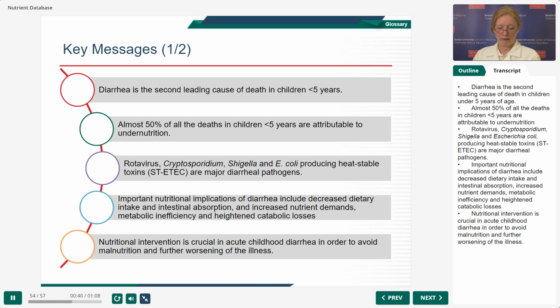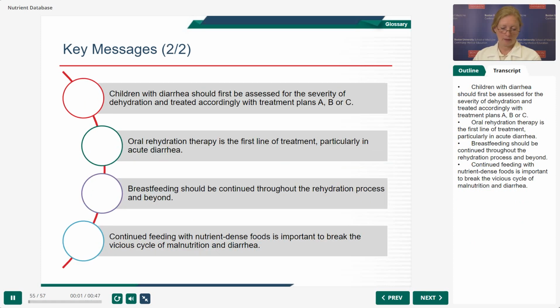We talked about the nutrition implications of diarrhea that include anorexia or decreased dietary intake, malabsorption, increased requirement of nutrients, and metabolic inefficiencies. We really went over a lot of items around nutritional intervention since there is this cycle between nutrition and diarrhea. Children with diarrhea should be assessed for dehydration so that you are able to decide what is the best treatment plan at home, in an outpatient setting, or hospitalization with NG or IV treatment.